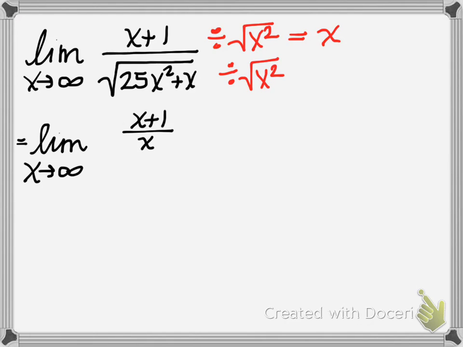But notice the denominator has a square root. Therefore, we want to keep the square root when we do the division. So I'm not going to simplify the square root of x squared for the denominator. I'm going to keep it in the square root because then we'll be dividing two square roots, which allows us to do the division inside of the square root.